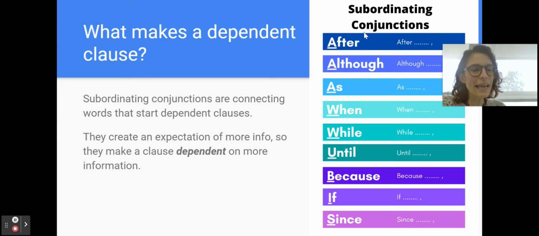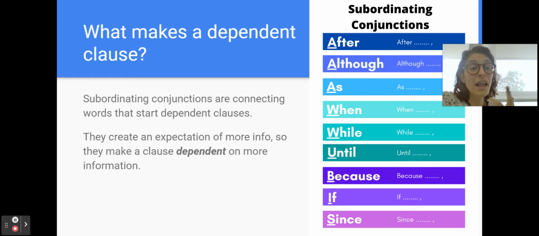Well, you have subordinating conjunctions, often referred to as AWUBIS. There's even more words than this that start with these letters, but teachers will often say AWUBIS. AWUBIS makes dependent clauses. These are subordinating conjunctions, and they start dependent clauses. They create an expectation of more information. So they make the clause depend on something else, on more information being given.